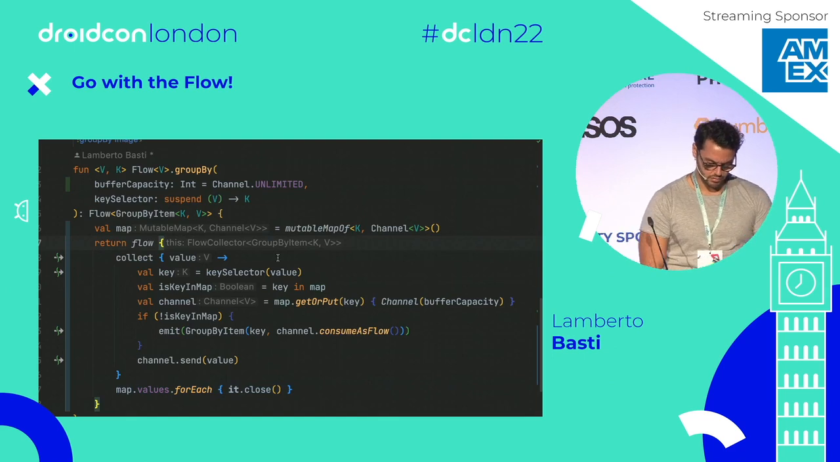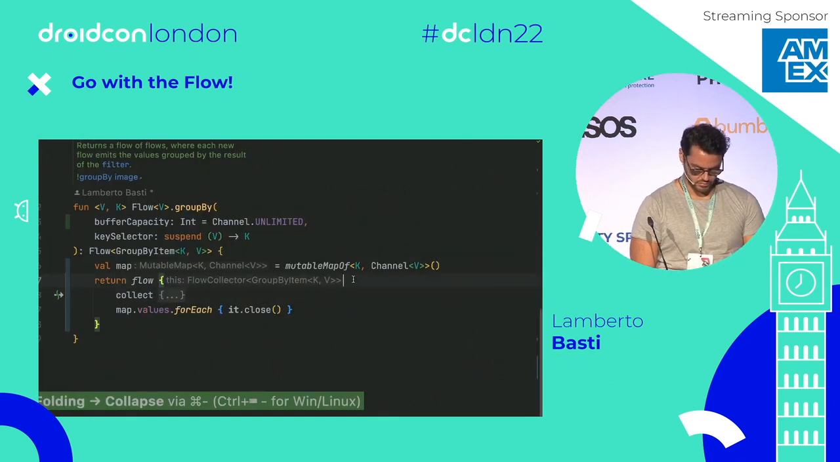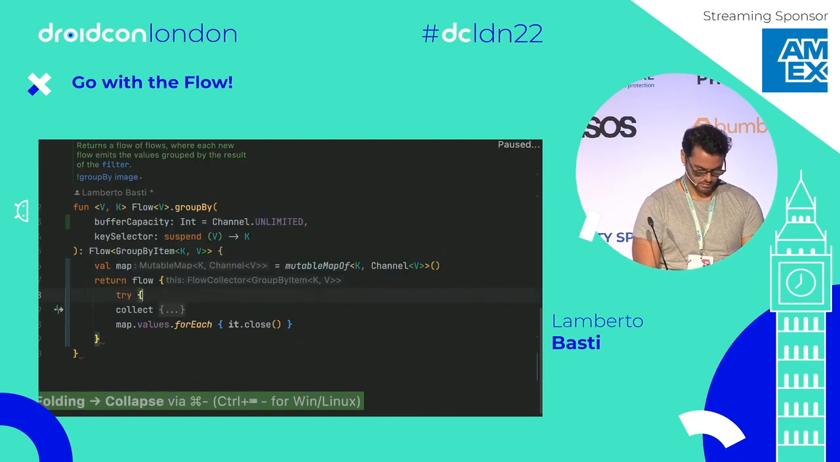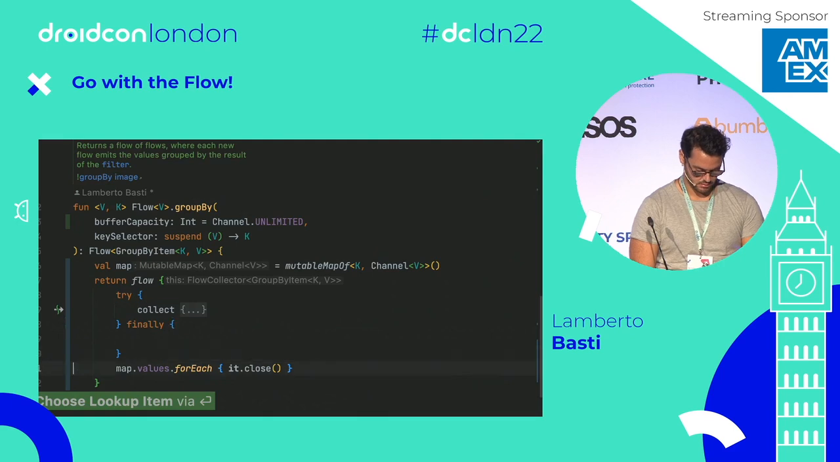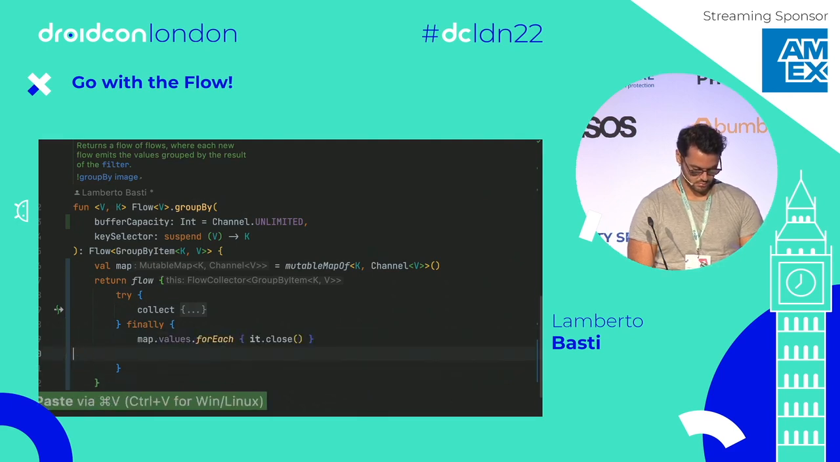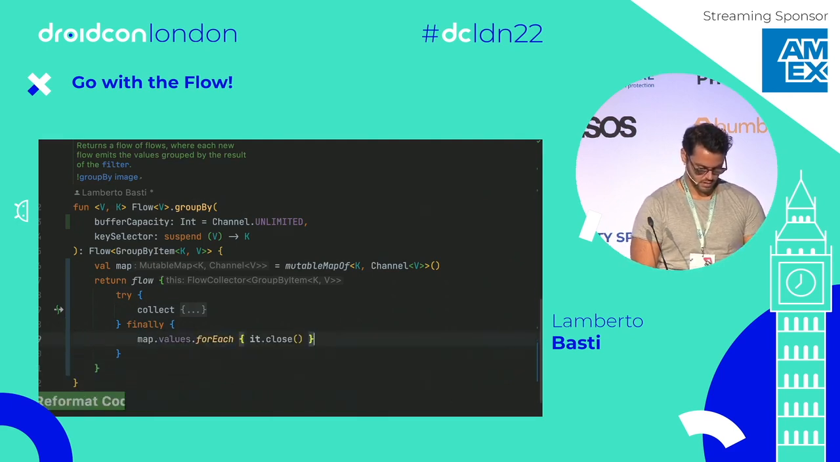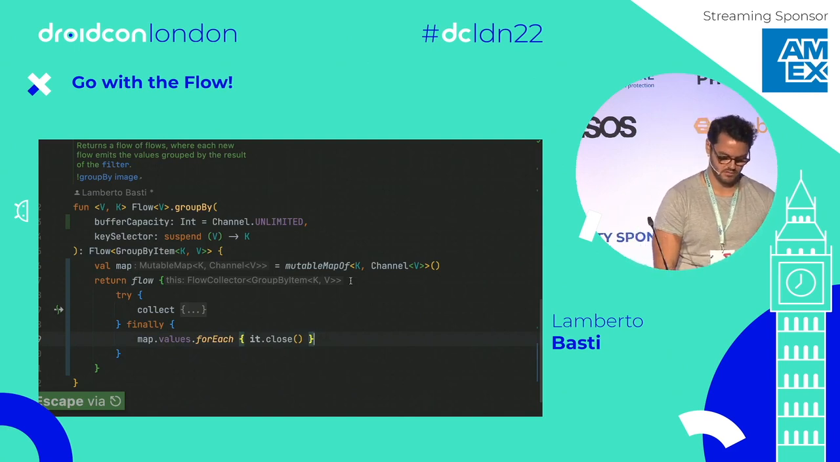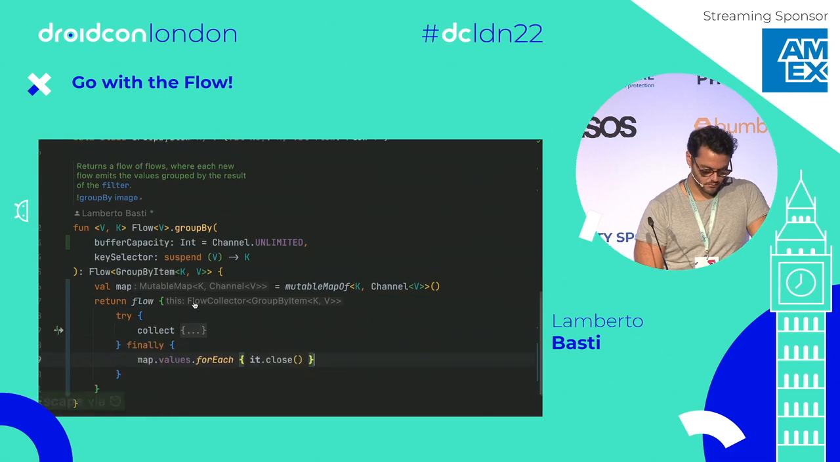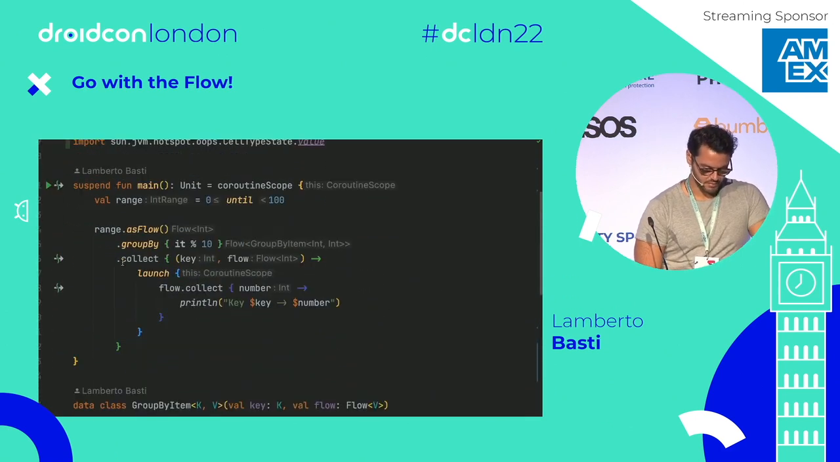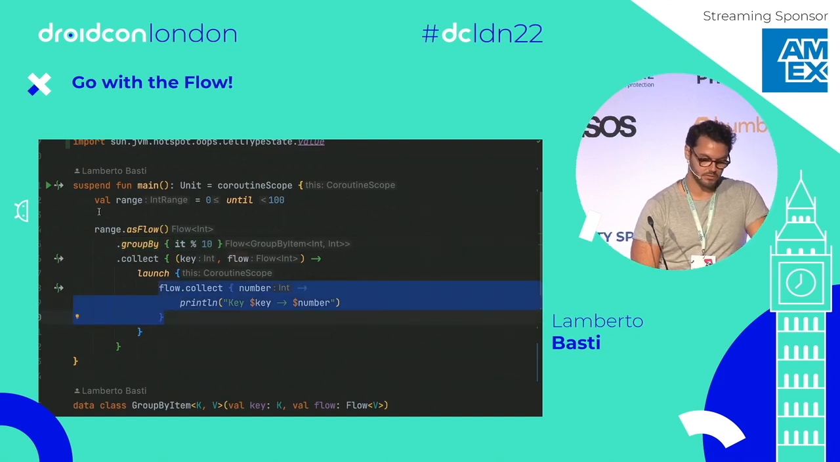So what we can do here, simply put, is try, and then finally, and then we let the exception go on its own life, whatever. And that's it. Let's run it. So just again, we group by the unit of the number, and then we print it asynchronously as soon as we receive a new flow.